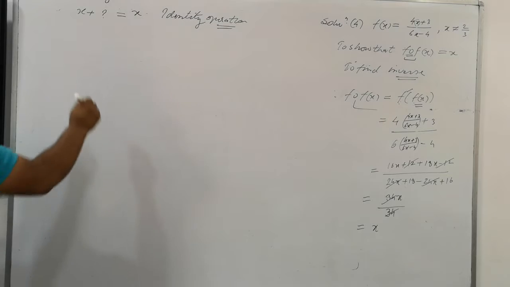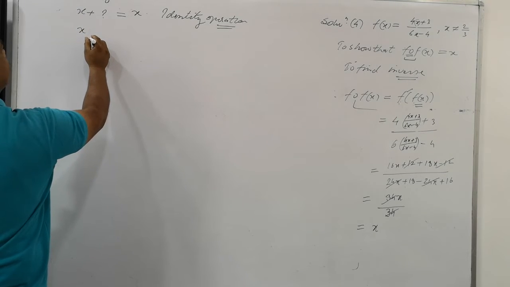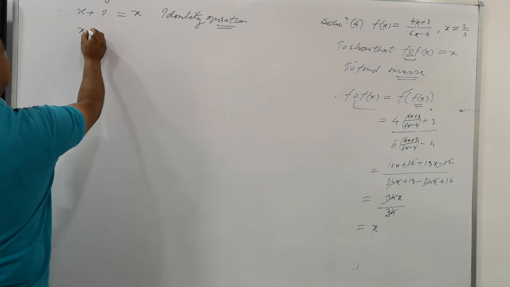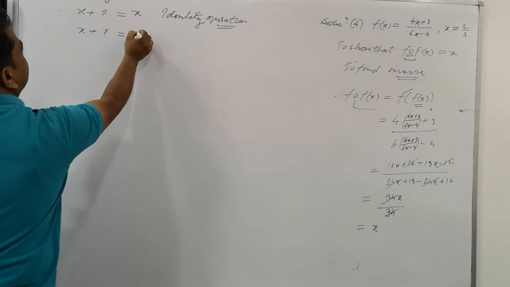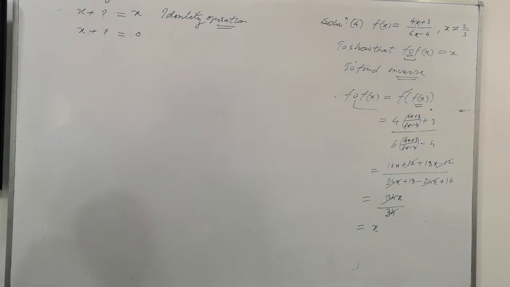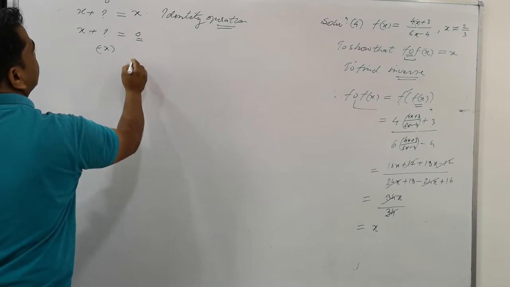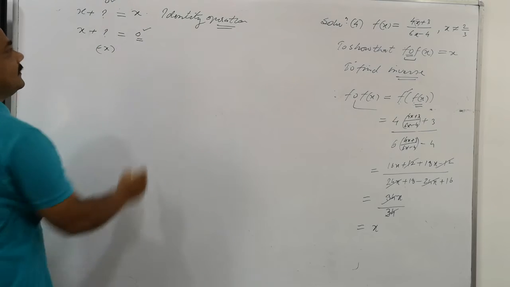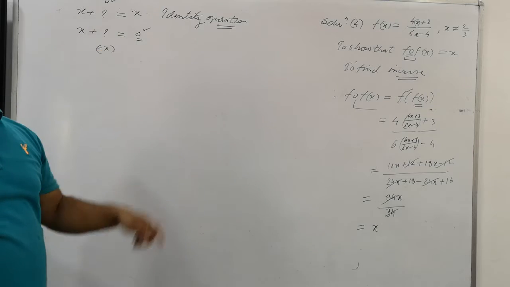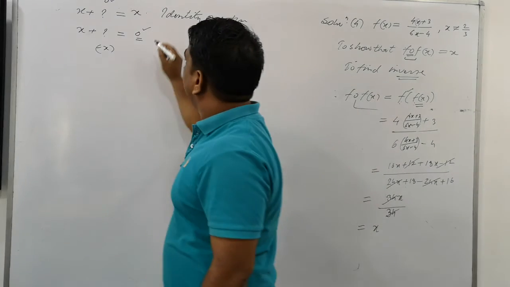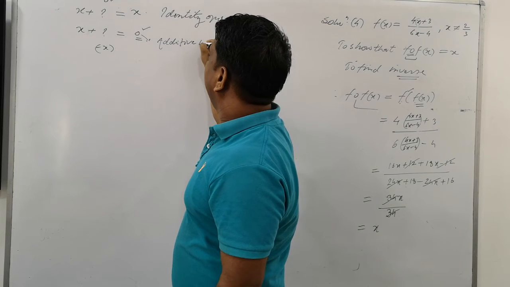Is that clear? In the same manner, what should I add here so that 0 must come? Your answer is minus x is to be there. Okay, this is it. So what is 0 to the x? The 0 is the additive identity of the x. Is that clear? So what? It's an additive identity.